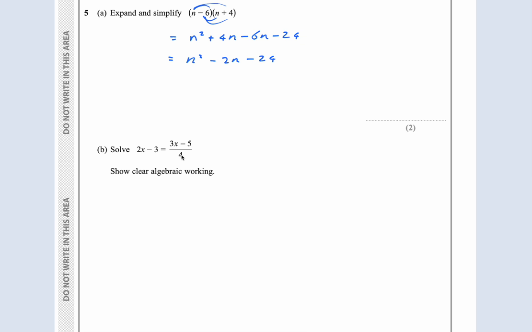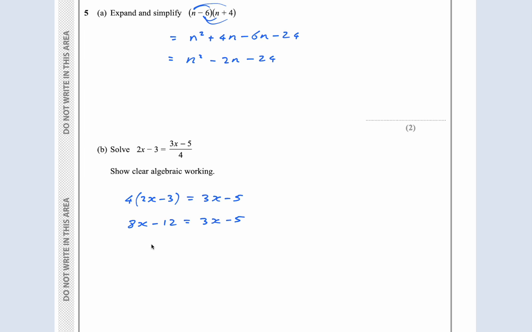Solve this. First step, multiply across by 4, because this is a denominator I don't want. So 4 times 2x minus 3 equals 3x minus 5. So when I multiply both sides by 4, this just disappears because they cancel. Okay, multiply out, 8x minus 12 equals 3x minus 5.